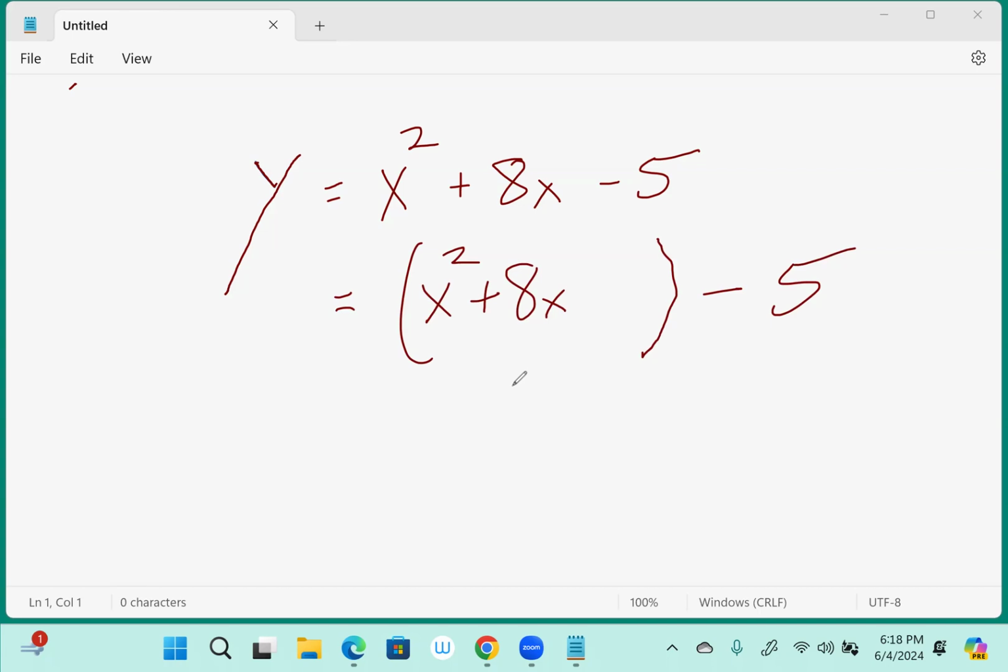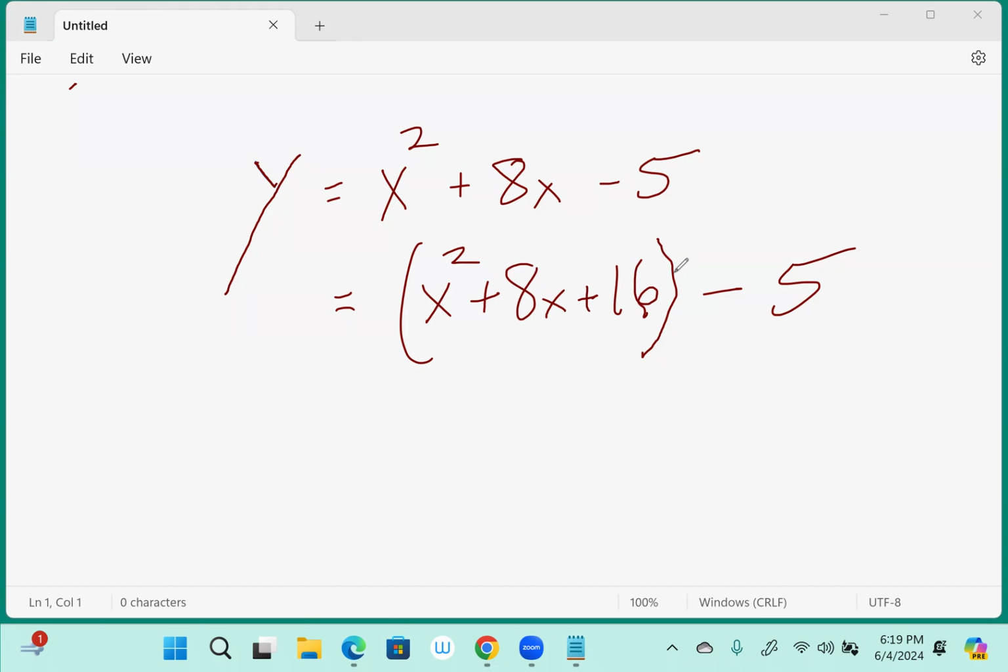So what's half of 8 squared? 16. Okay. And you're always adding. Even if that's a negative number, you would get negative 4 squared, which would still be positive 16. So you're always adding when you're completing the square.